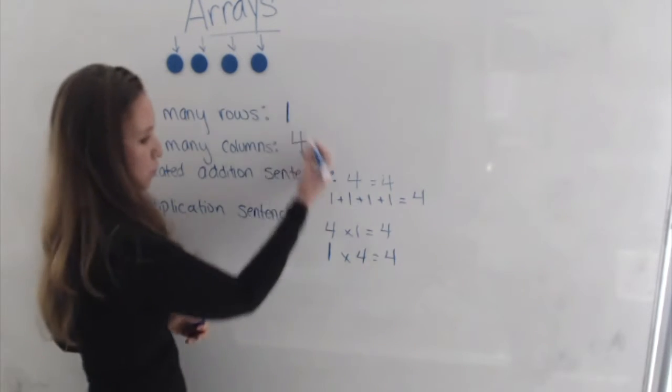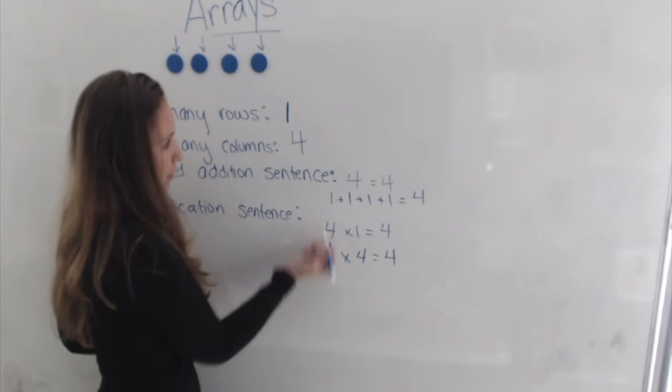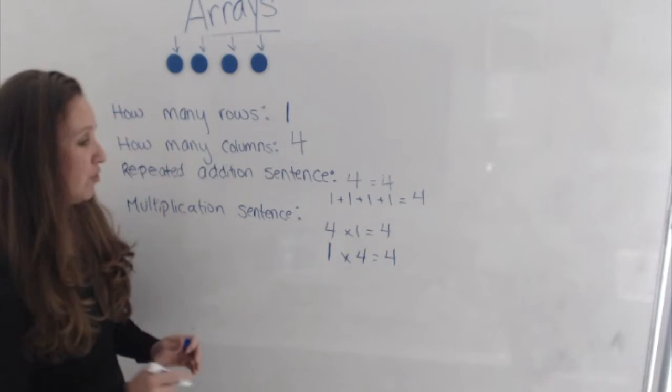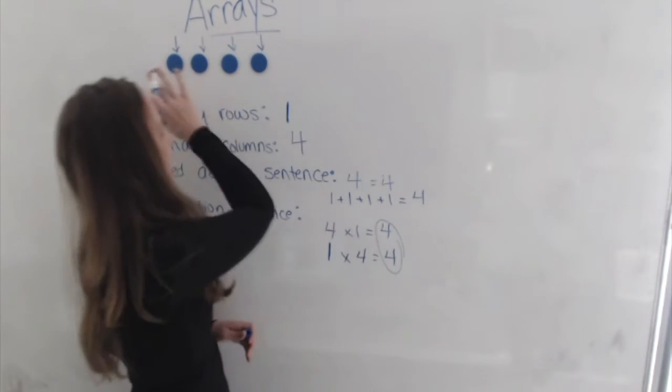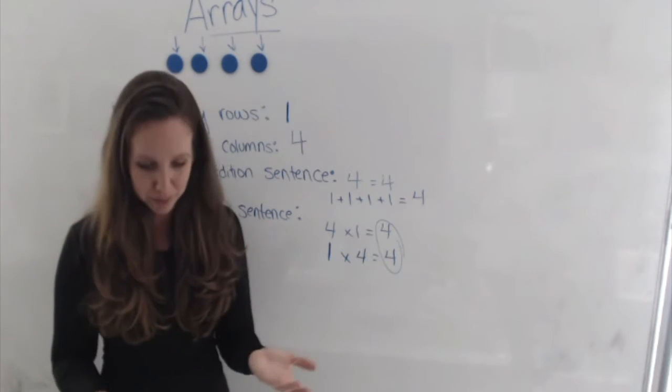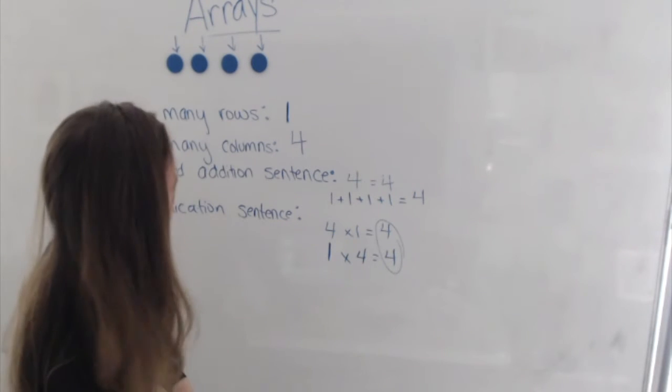So I'm using this 1 or this 4, and I'm always going to use the same numbers. And this side right here is how many dots we have, or how many things are in our array. Let's do the next one.